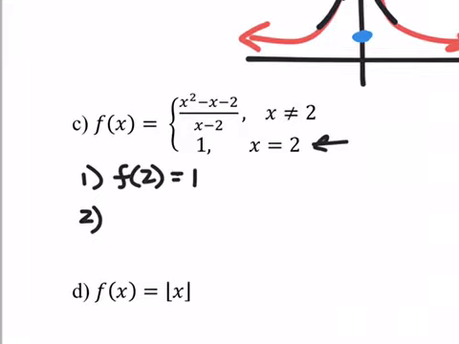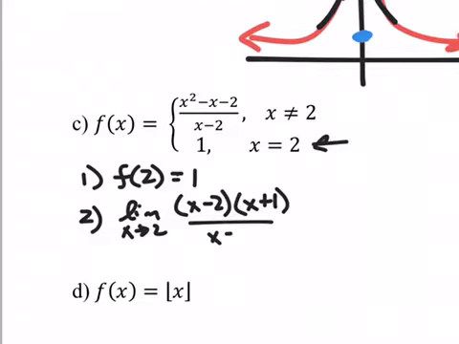Rule number 2: I'm going to take the limit as x approaches 2 of the function. Now I'm going to factor that function and go (x minus 2)(x plus 1) over (x minus 2). I'm going to go ahead and drop this. This is where the hole is. Right before it didn't exist, but now we have f of 2 equals 1. We want to see if this limit approaches that same value of 1.